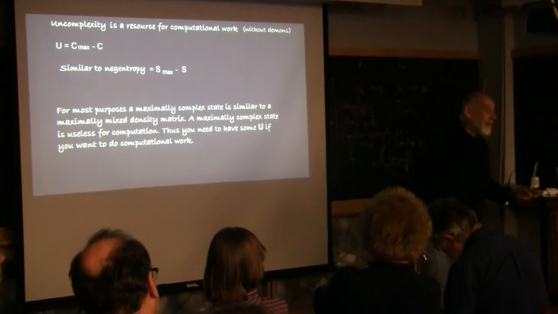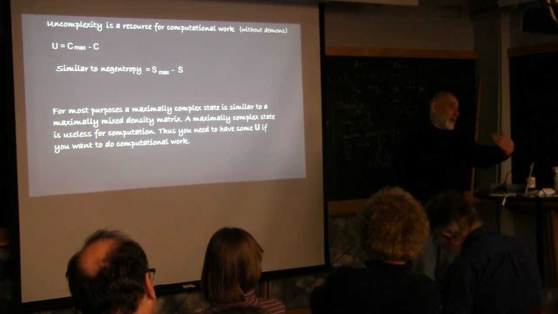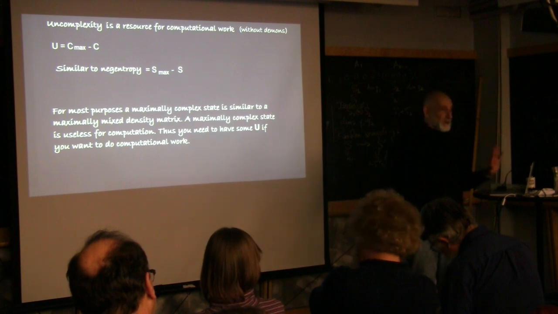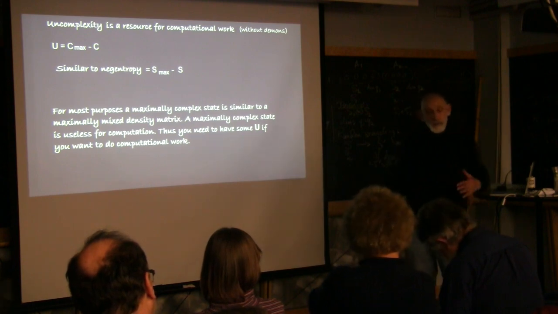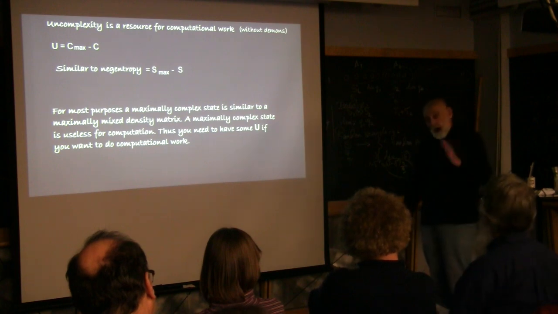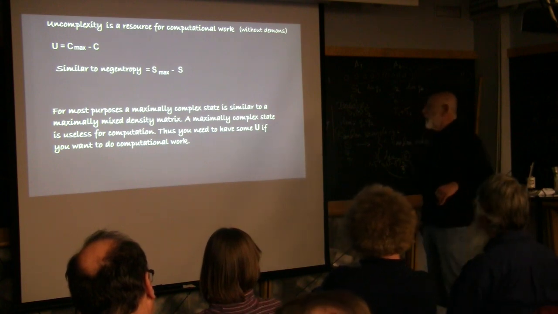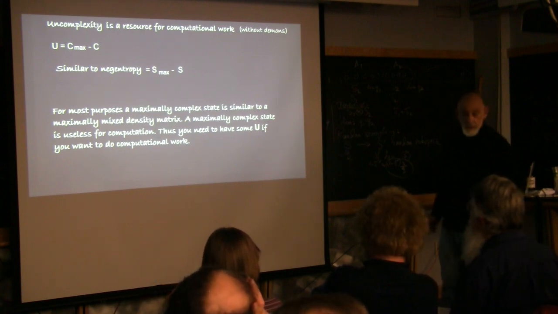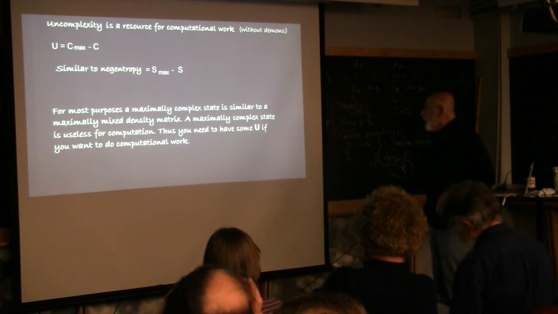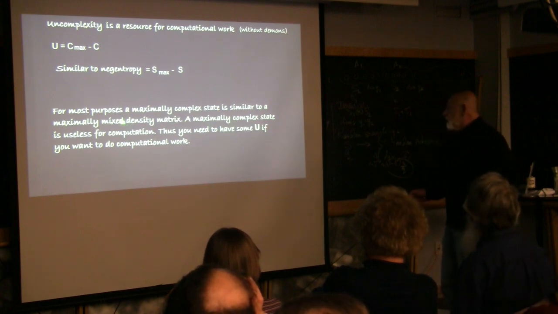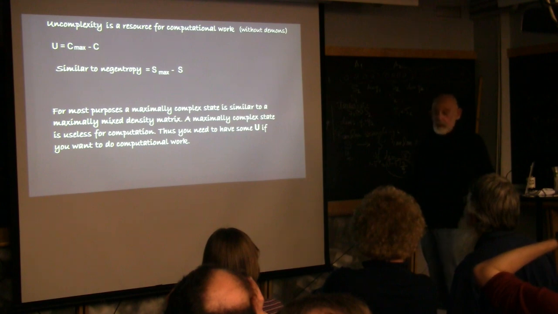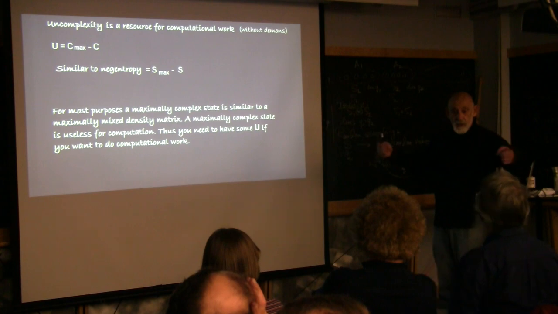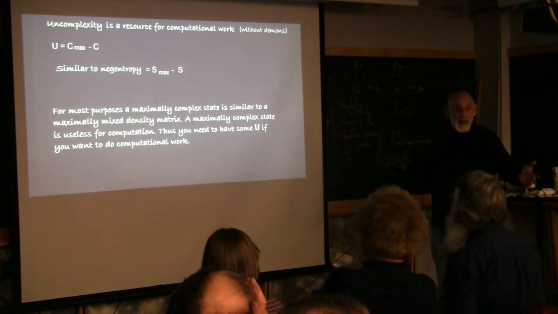Right. So let's start with any state you like, simple or not. Run the computer for a very, very long time, exponentially long time. It runs to maximal complexity. I say that computer is useless. For most purposes, a maximally complex state is similar to a maximally mixed density matrix. It's hard to tell the difference. A maximally complex state, like a maximally mixed density matrix, as a starting point for computation is no good for anything. If you conjugate it from the left and the right with any unitary operator, you just get back the original.